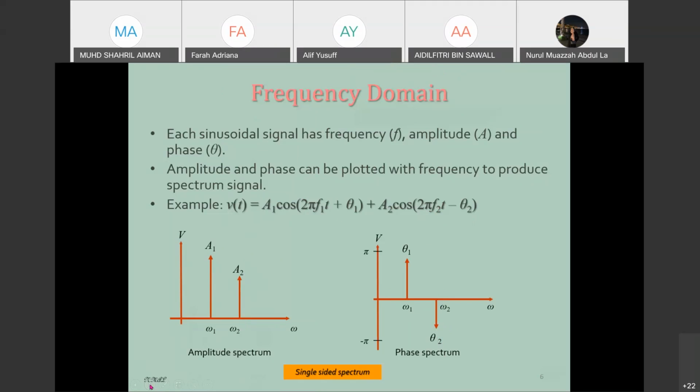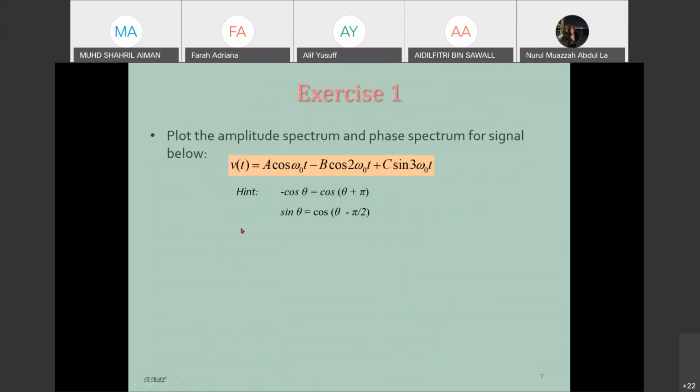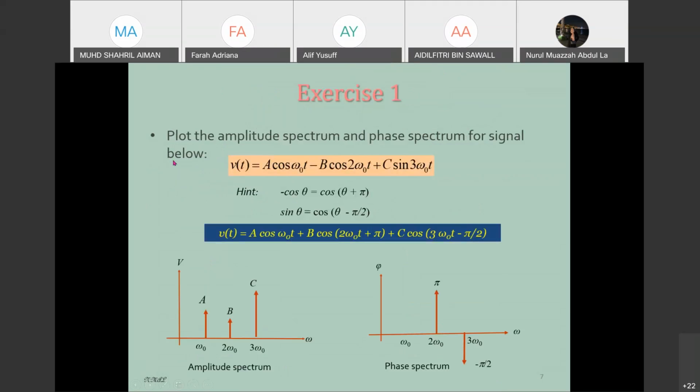Okay, so let us see exercise 1. Plot the amplitude spectrum and phase spectrum for the signal below. So it is given this signal. Again, I assume that we don't know the value of A, B, C. So you just plot the magnitude, whether it's high or low, you just assume. So this is an example only.